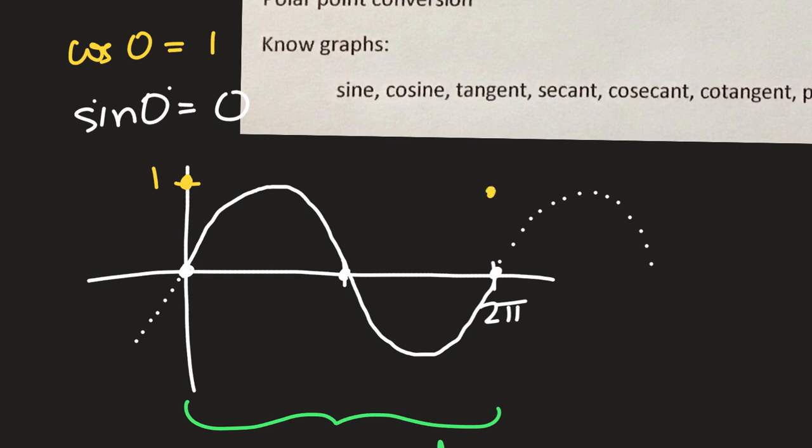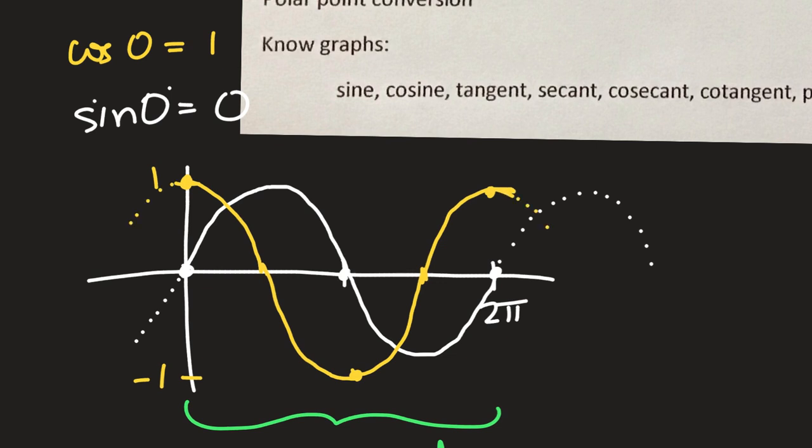So cosine has the same period of 2 pi, but cosine's graph looks a little different. Cosine has a 0 at pi over 2, and then a minimum at pi of negative 1, and then another 0 at 3 pi over 2, and then the max again at 2 pi. And it continues on forever also.